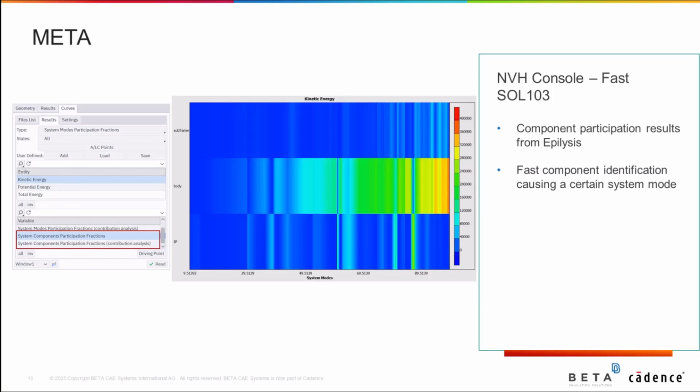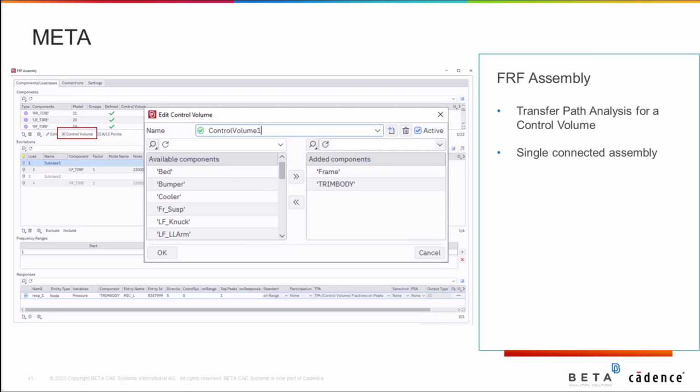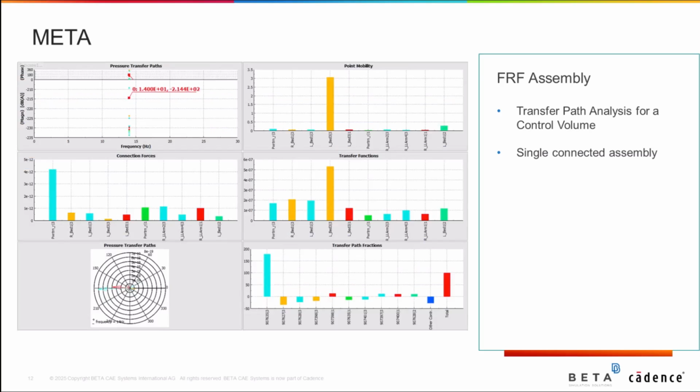Regarding FRF assembly, it is now possible to define a control volume, a sub-assembly, within an FRF assembly and request transfer path analysis for this control volume. Pressing the Control Volume button, it is possible to select from the available components, the ones that will constitute the control volume and transfer them in the Added Components section. Prerequisite is that the components which constitute the control volume have to comprise a single connected assembly. It is then possible to request transfer path analysis for the control volume.